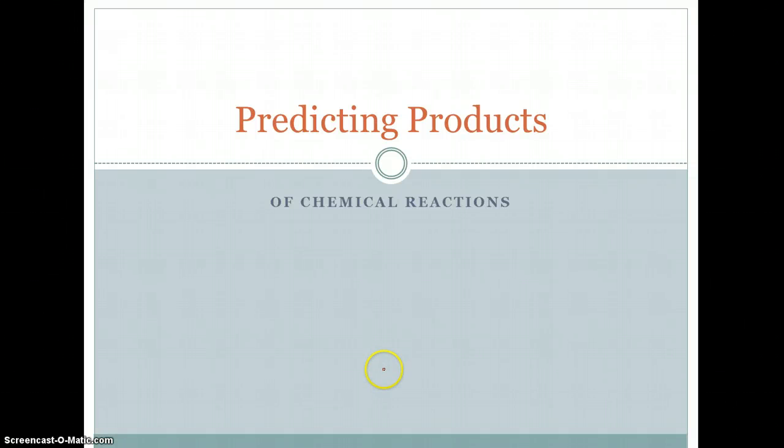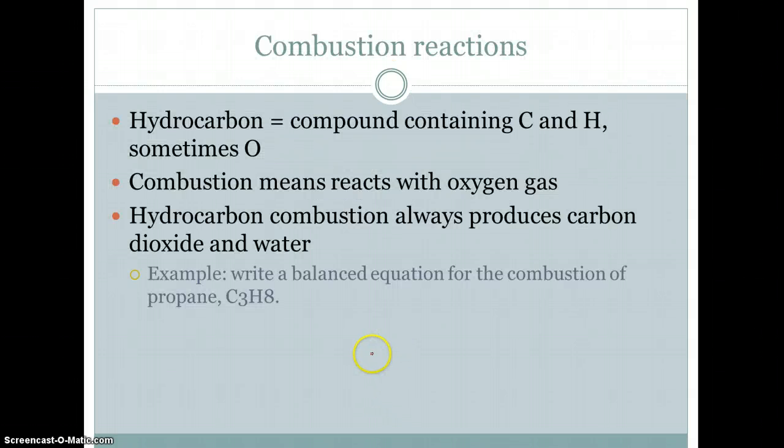Today we're going to look at predicting products of chemical reactions, and we're going to look at three different types of chemical reactions. The first of which is combustion. In a combustion reaction, generally you have hydrocarbons, which are compounds containing carbon, hydrogen, and oxygen, reacting with oxygen gas, or burning. And in a hydrocarbon combustion, the products are always carbon dioxide and water.